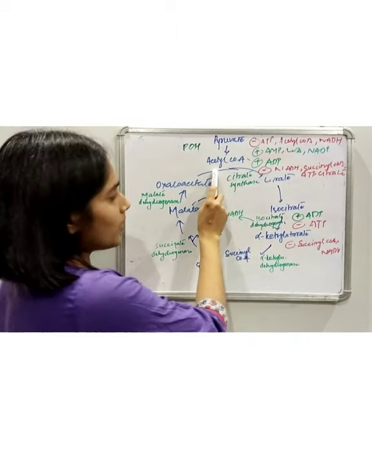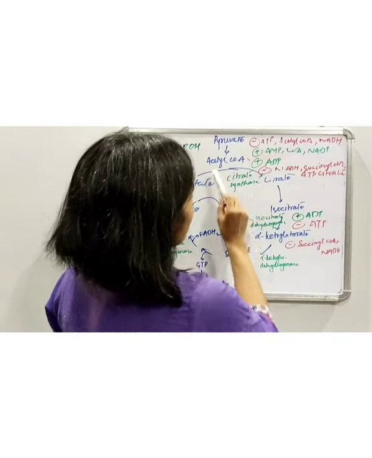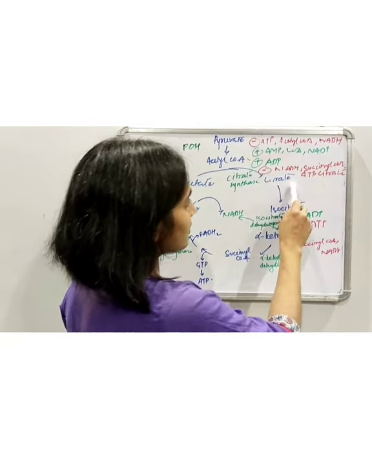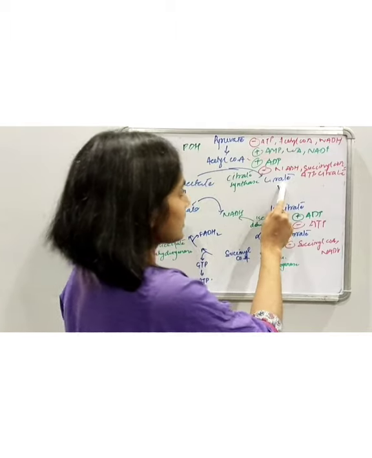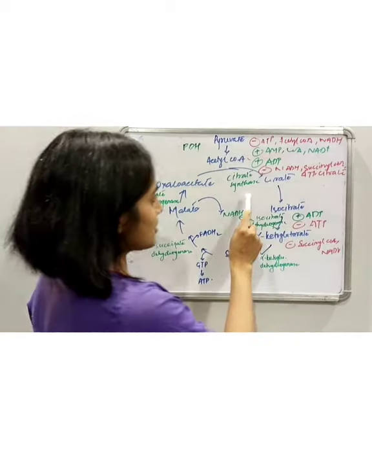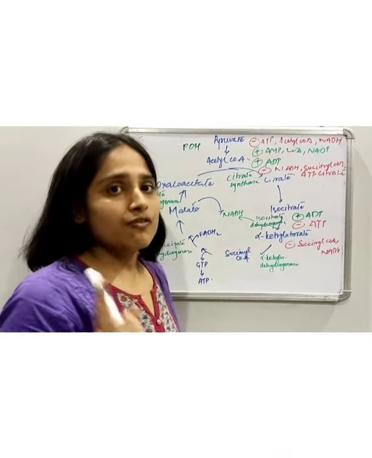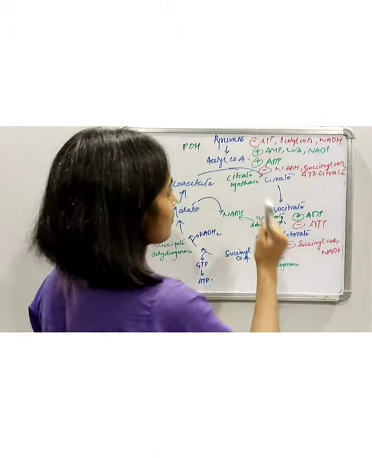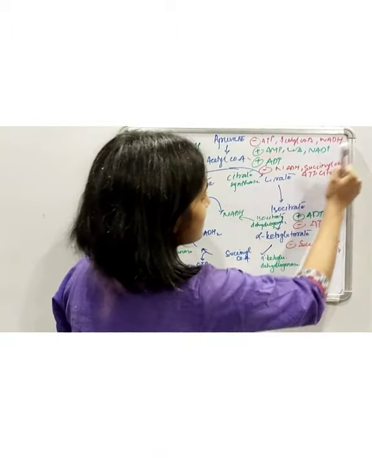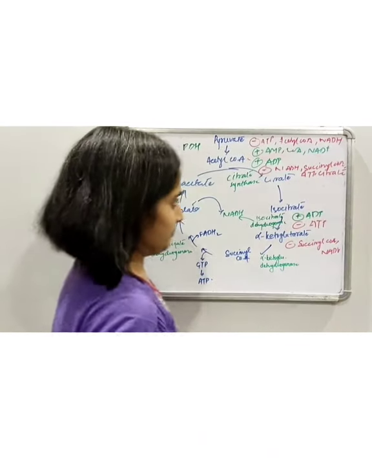Now this acetyl coenzyme A enters the citric acid cycle, and in the first step it is converted into citrate. The conversion of acetyl coenzyme A into citrate is catalyzed by the enzyme citrate synthase, and here ADP, adenosine diphosphate, acts as an activator. However, the repressors are NADH, succinyl coenzyme A, ATP, and citrate.